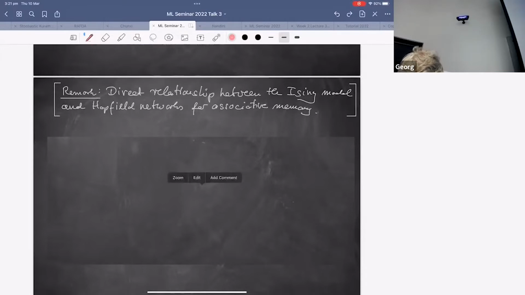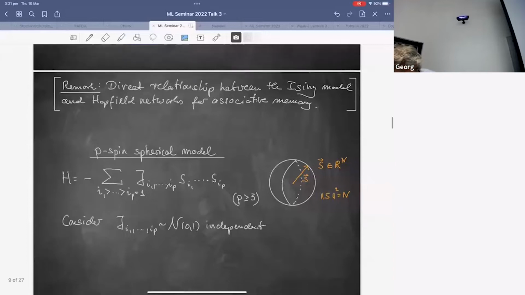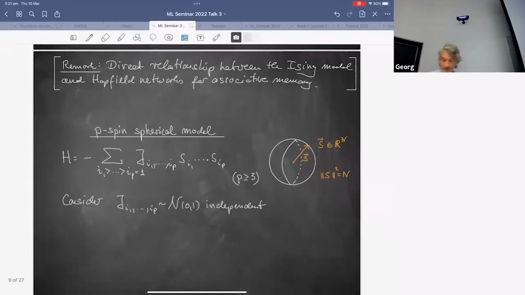So I'm going to talk about what's called the p-spin spherical model. That is a model where we have N spins. Maybe a little bit about the history. This looks a bit crazy here.